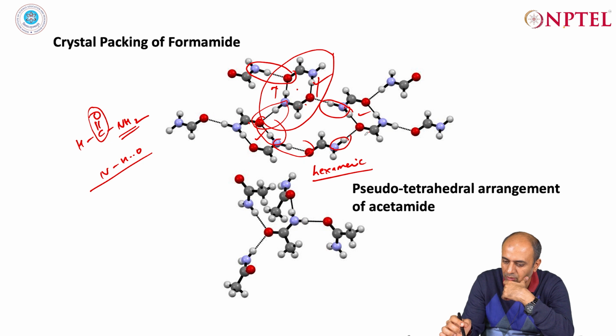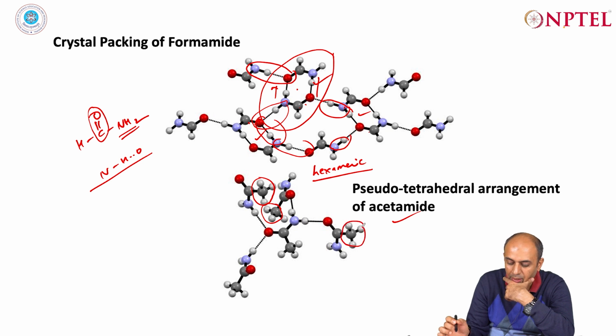And then this hexameric motif further participates in extensive hydrogen bonding, and it is like a layered structure. This is more like a sheet-like structure where all the molecules are approximately in a plane. And now when you change the compound from formamide to acetamide, where you have replaced the hydrogen with a methyl group, then the packing changes completely.